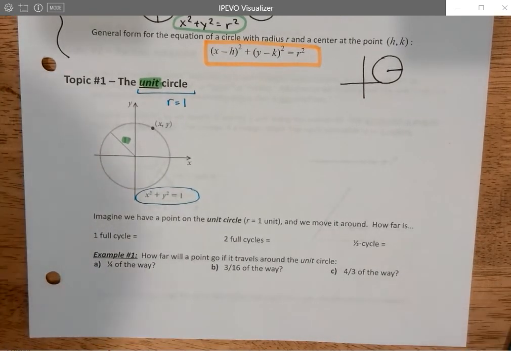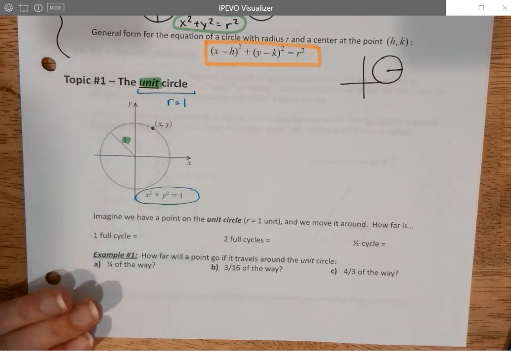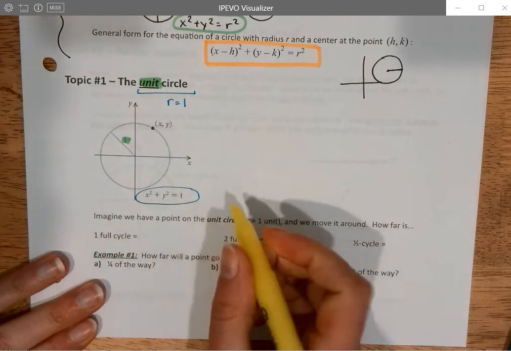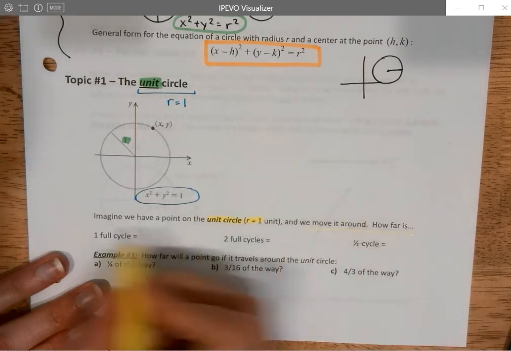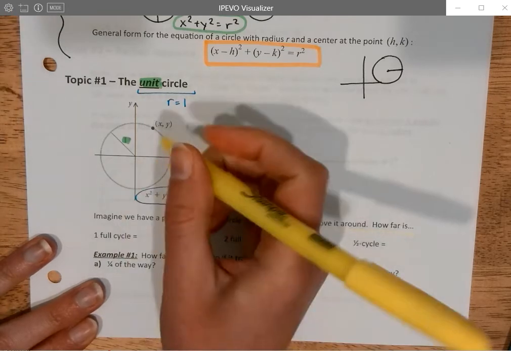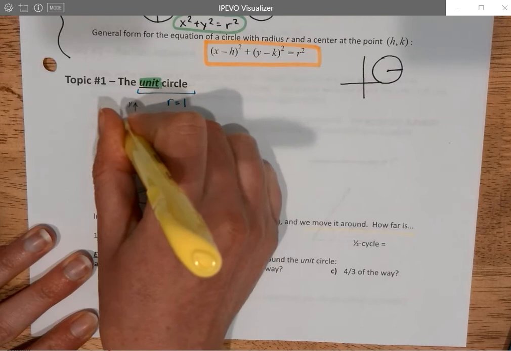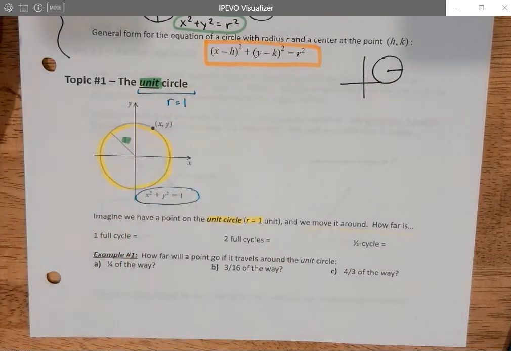Usually, when I talk about angles, I talk about angles measured on the unit circle, because it doesn't matter how long the radius is, all the ratios are equal, so we make the radius 1 for simplicity. Okay? So imagine you have a point on the unit circle. Again, unit circle has radius 1, and if we move it around, how far is 1 full cycle?